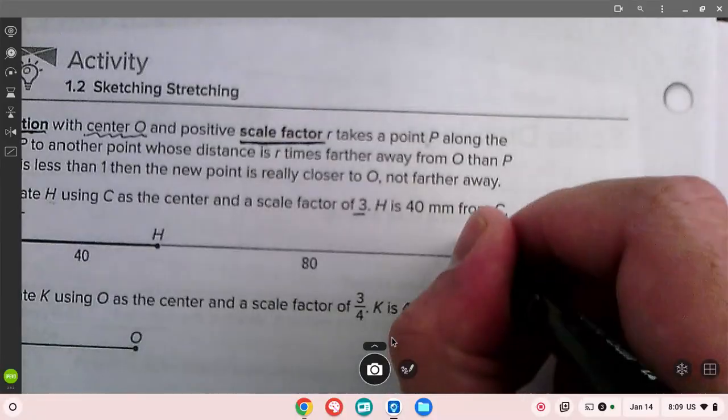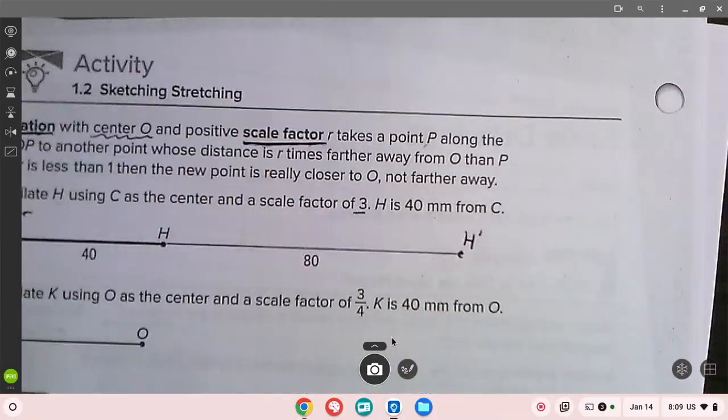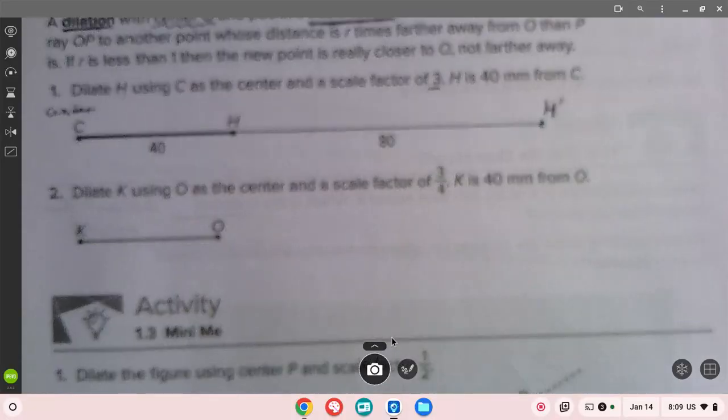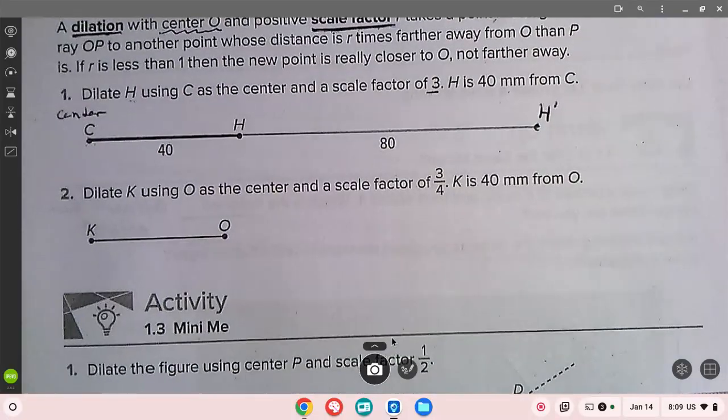So we can call this now H prime. Remember, dilation is a transformation. So anytime we do a dilation, we have to have a prime there to show that we moved our figure.